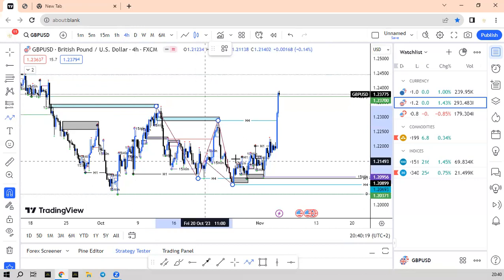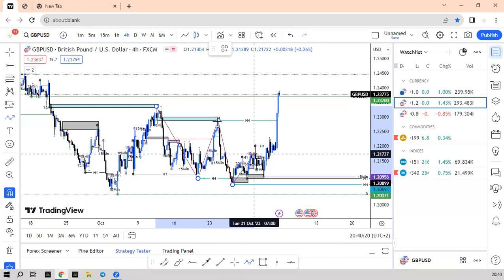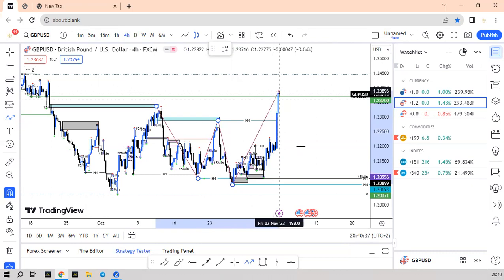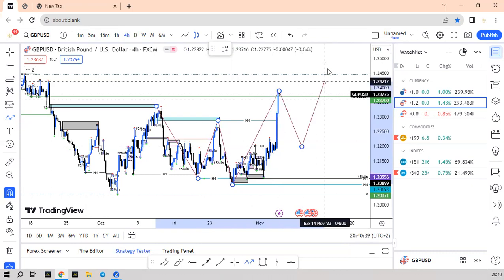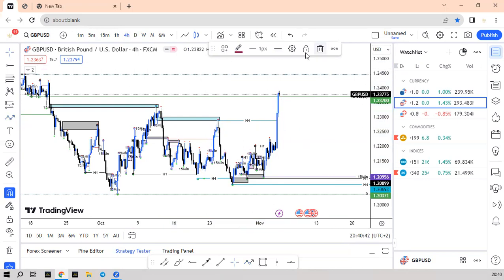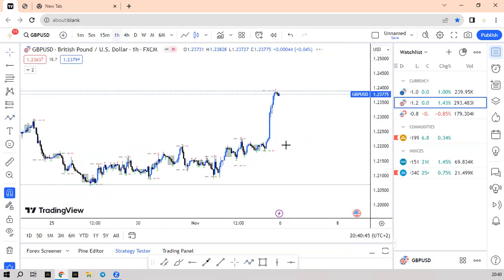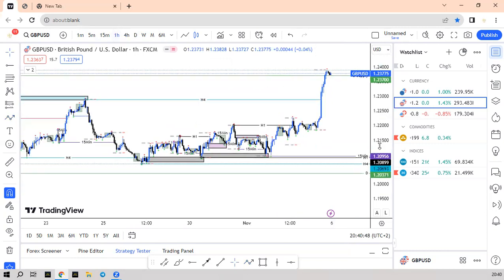So from this area, I was looking for a sell. However, it never gave me any reasons to sell since it never broke any H1 structure. You understand? Since H1, I'll show you. So now we have a new high. So we can expect price to do something like this. Can expect price to do something like that. I am expecting price to do something like that based on this H4.